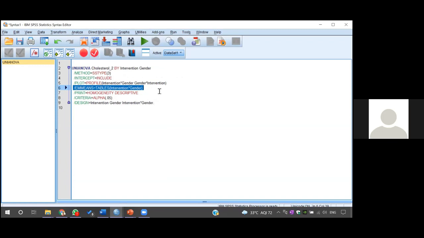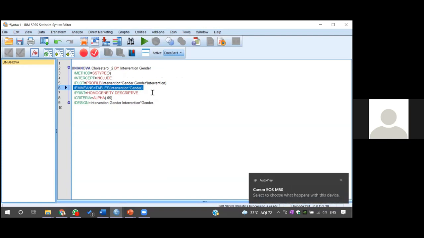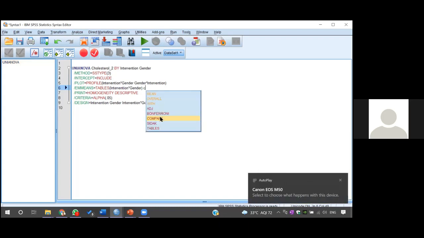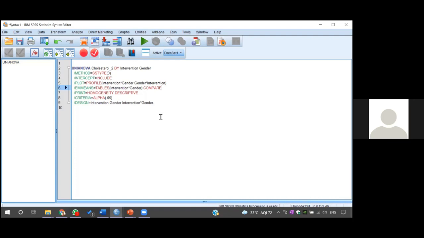what I need to do, it is giving you the syntax of this intervention, but I want the simple main effect. The simple main effect means the effect of gender and BMI cat separately also. So what I'll do, I'll write here, compare. So give 1 space and press C. If you press C, it will lead to compare.